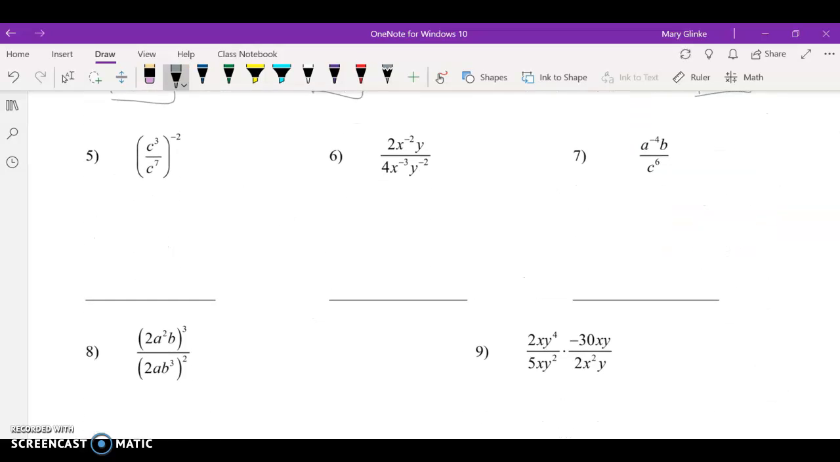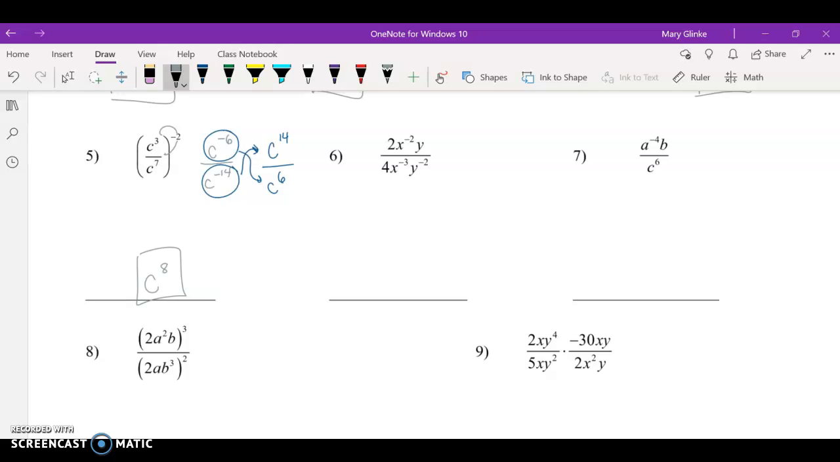For number 5, I'm going to raise everything to the -2nd power. So I get c to the -6th over c to the -14th when I multiply those. I'm going to say there's no negative exponents, so I'm going to circle them and move them. And then looking at this, 6 c's would cancel out, and I would be left with 8 overall, and they would be in the numerator.